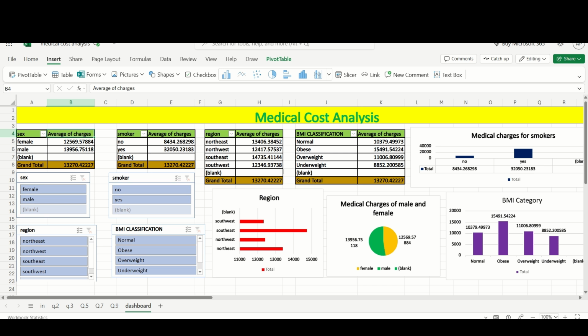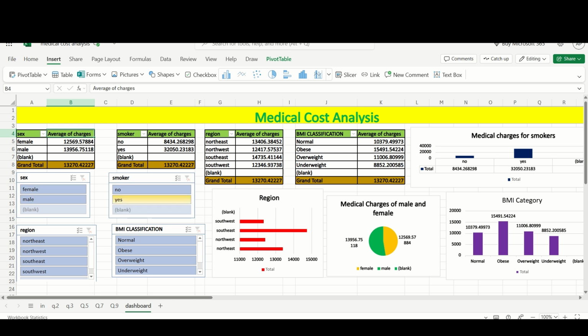Then the third one is about region versus medical charges. So you can see the Southeast region is having higher medical charges than the other regions. It reveals the regional impact on total charges. Then the fourth one is about BMI classification and medical charges. So here the obese category is having higher medical charges than the other categories. It highlights which BMI group contributes more to medical cost.